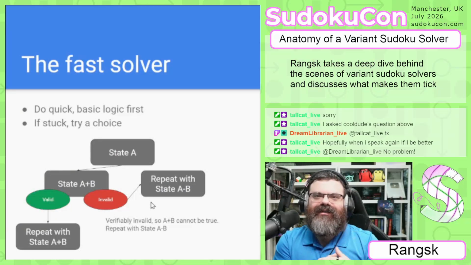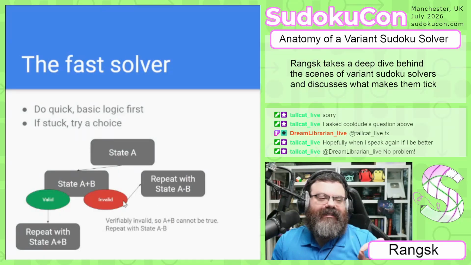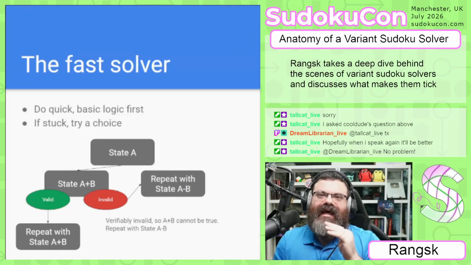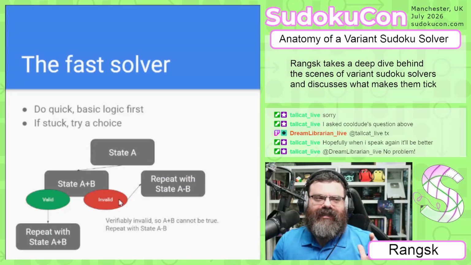That means that this cannot lead to a solution. That means that B cannot be true. So instead of repeating with A plus B, we repeat with A minus B. So if that cell had 1 or 3 available, and we tried 1 and reached an invalid state, then now we know that 1 can't be true, so we can set 3 in there and repeat with that.